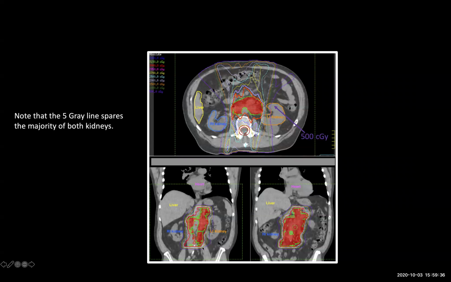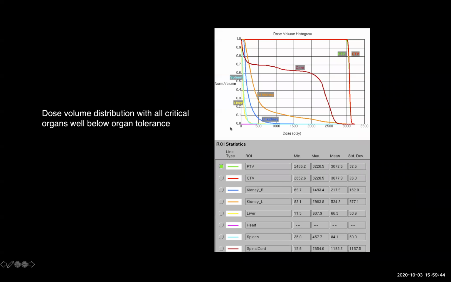And you can see it both in the coronal and axial views, and you can see that the 5 gray line, which is the deep purple, is off those kidneys. The DVH again reflects what I showed you from the isodose line display.